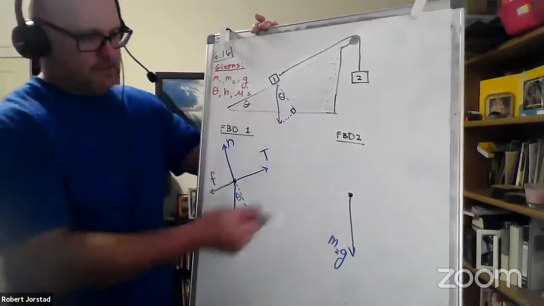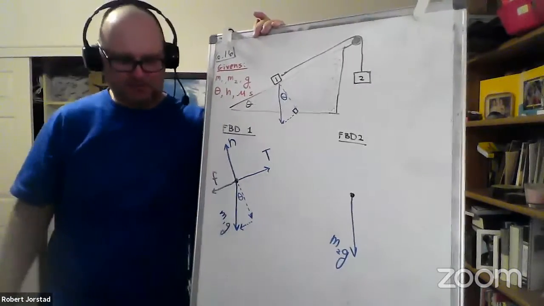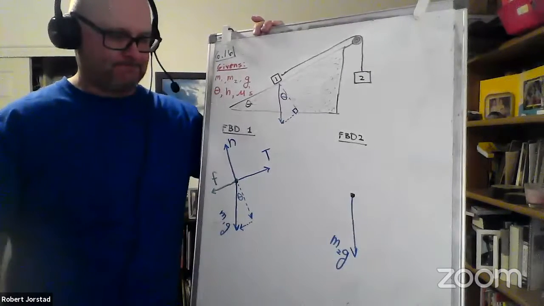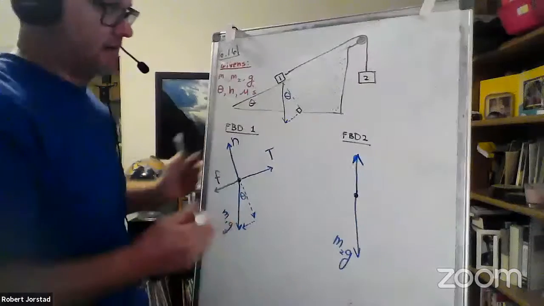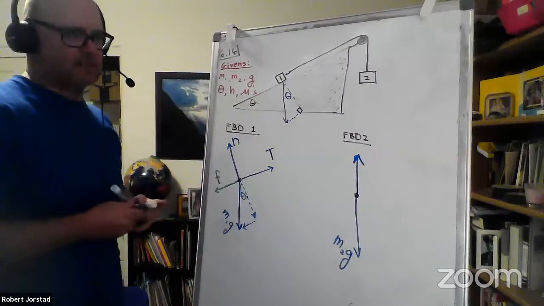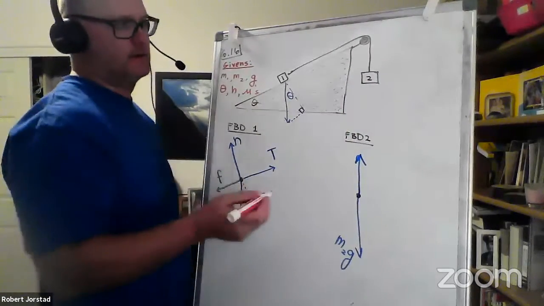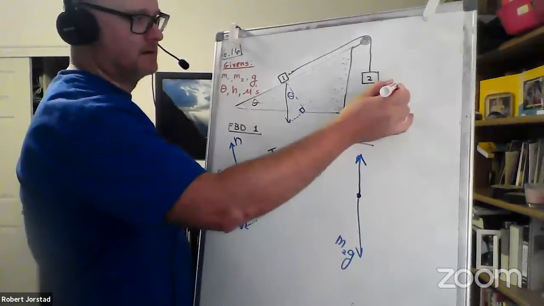All right. How about this block? Are we all done with that? We need a tension force going upwards. Okay. And then which way, let's start with block 2. Which way was 2 accelerating? Down.